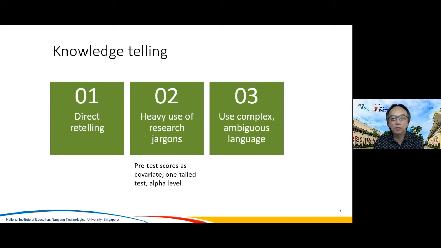For example, the heavy use of research jargon, which I now tend to avoid when I speak to teachers or other language teacher educators. For example, the pretest scores are used as a covariate, and the test is using the one-tailed t-test. The alpha level is set at a certain level. Now, this is research jargon that researchers use that may not be comprehensible to teachers in the classroom. The use of complex and ambiguous language: for example, at the end of a research study, you may find something like the results paint a very complex picture of the interactions among the intervening variables and non-intervening variables.